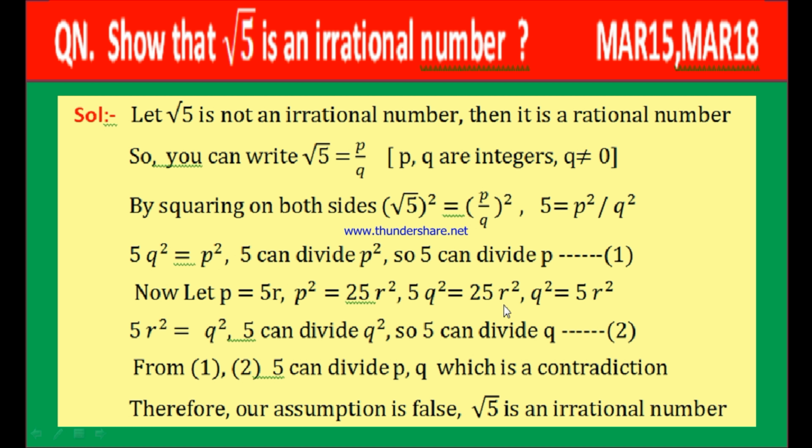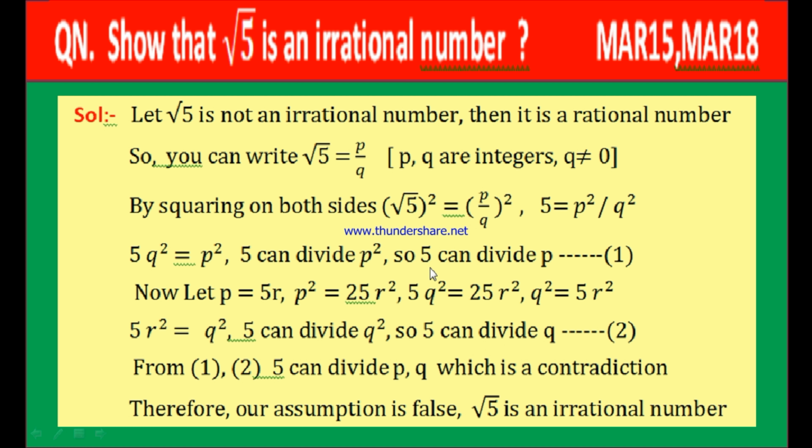5q square is equal to 25r square, or q square is equal to 25 by 5, which is 5r square. That is, 5r square is equal to q square. If 5r square is equal to q square, then 5 can divide q square. If 5 divides q square, then 5 can also divide q.